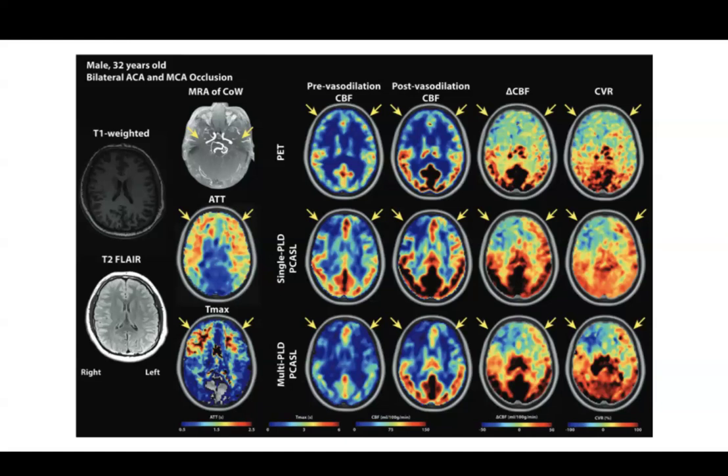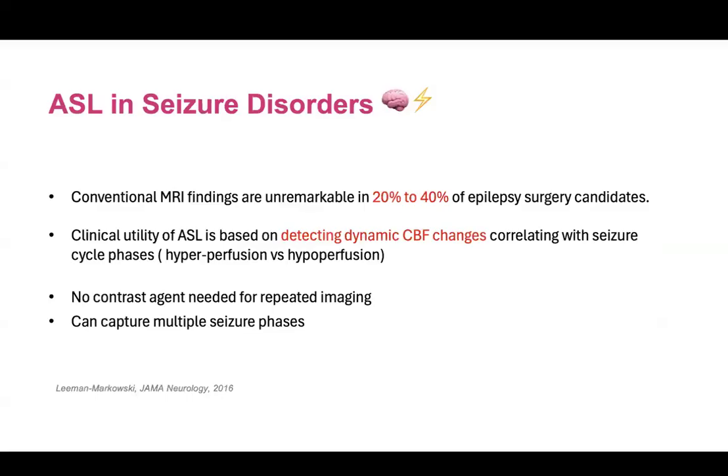And ASL in seizures and epilepsy. Conventional MRI findings can be unremarkable in 20 to 40% of the epilepsy surgery candidates. In these patients, we can use dynamic cerebral blood flow changes to correlate with seizure cycle phases, which can show hyperperfusion or hypoperfusion. The benefit is no contrast agent is required and it can be repeated multiple times.